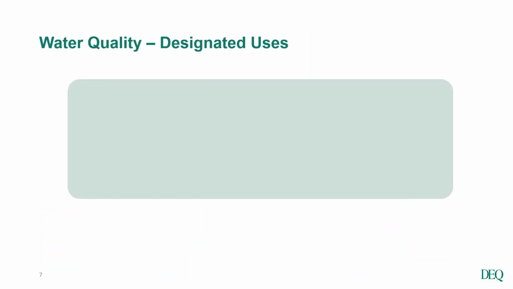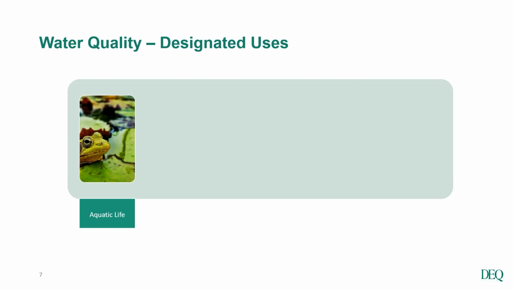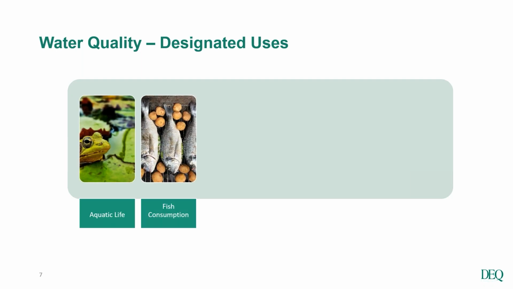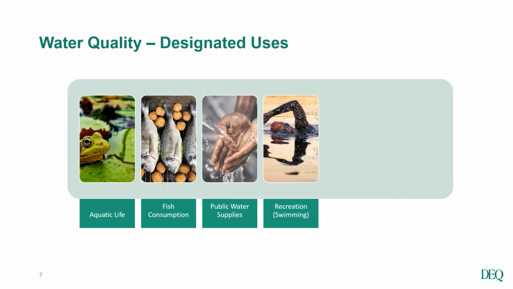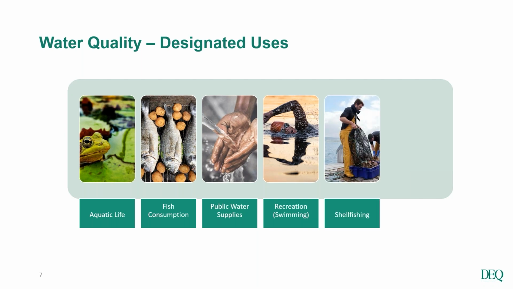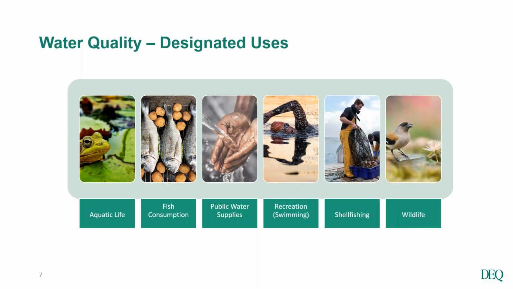And now we'll jump into water quality, the designated uses that we referred to on the previous slide. So we have 6 designated uses for surface waters in Virginia. The first one is aquatic life. Next, we have fish consumption, public water supplies where applicable, recreation, as we mentioned, such as swimming, shell fishing, and also wildlife.